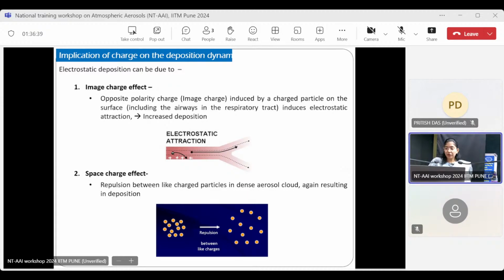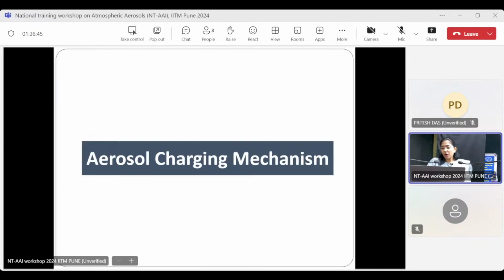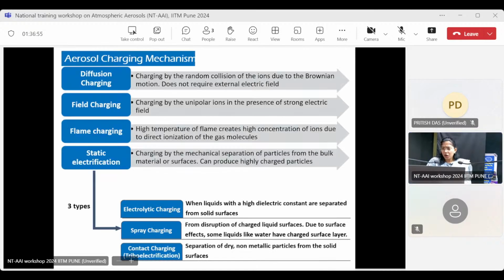So now we have seen some basics. Moving on to the charging mechanisms: how the different aerosol particles, which you generate or which you see in your surroundings, are acquiring the charges. These are some of the basic mechanisms, and we will see a few of them in detail.